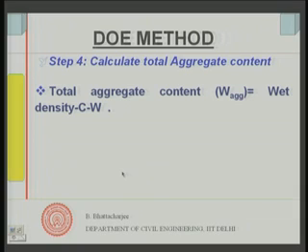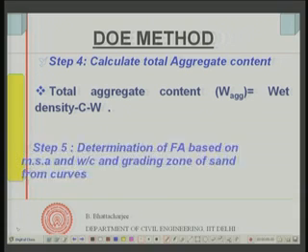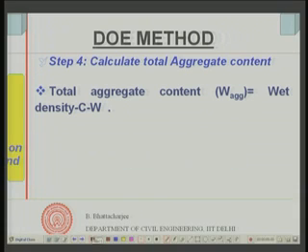Total aggregate content I express in this manner: total aggregate content equals wet density, let me call it D wet, minus cement content minus water content. Because wet density will be the sum total of the mass of the materials. So this is on the basis of mass straight away, no volumetric basis, and error due to assumption of air content is all reduced.